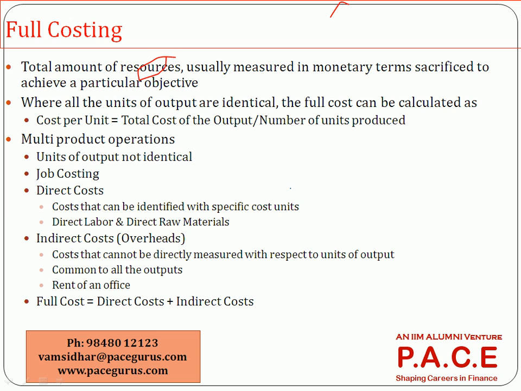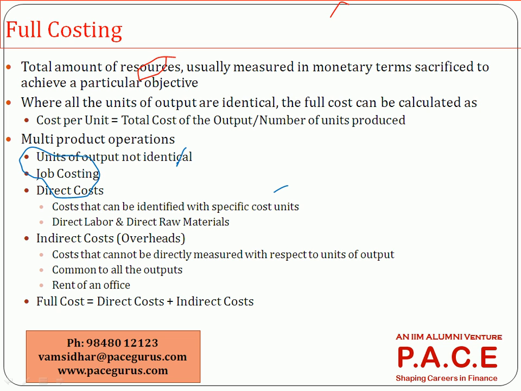In those situations, what we typically observe is that the number of units of output is not identical. Some products may be producing more units, whereas others may be producing quite fewer. And the whole costing is done based on the job, based on the process. What do we mean by that? Just a small understanding is also required in this context: a direct cost versus an indirect cost.